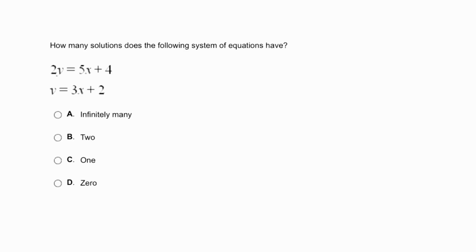2y equals 5x plus 4, y equals 3x plus 2. Options include 0, 1 solution, 2 solutions, or infinitely many solutions.